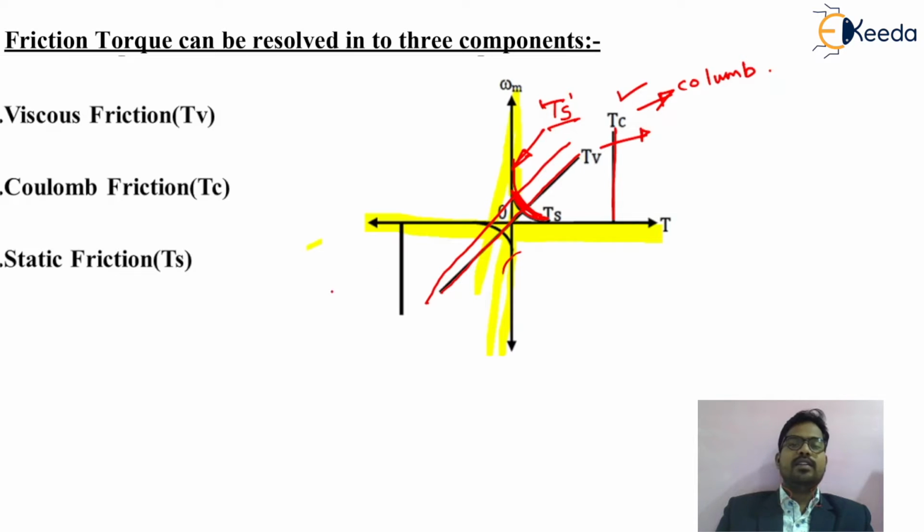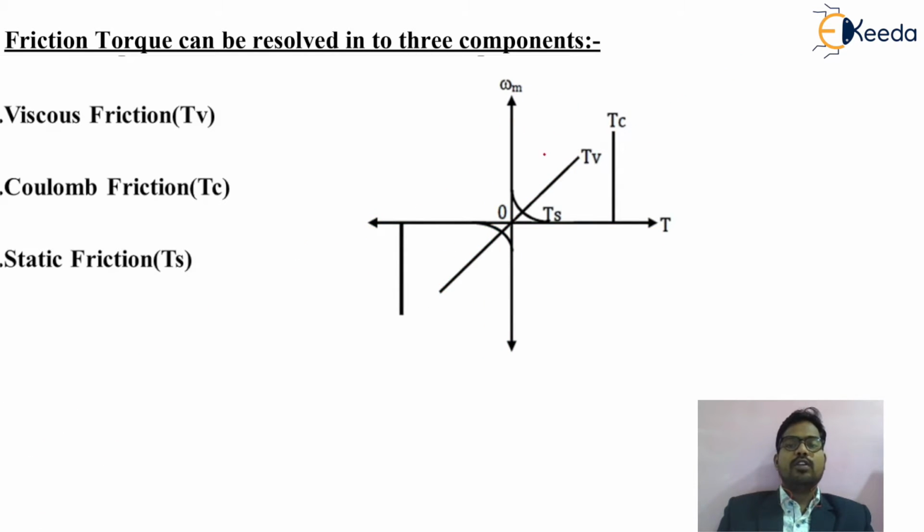Again, I am repeating these three components of the load torque. This is called the positive component, so this will be in the positive or first quadrant, and this will be in the third quadrant. So this is the negative component of the viscous friction torque. This will be the negative component of the static friction torque. This will be the negative component of the Coulomb friction torque. So this will be the viscous friction, this will be the static friction, and this will be the Coulomb friction.